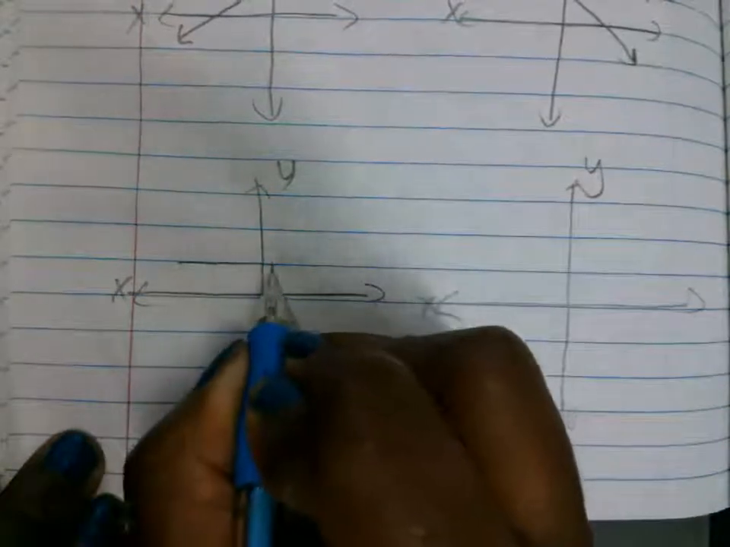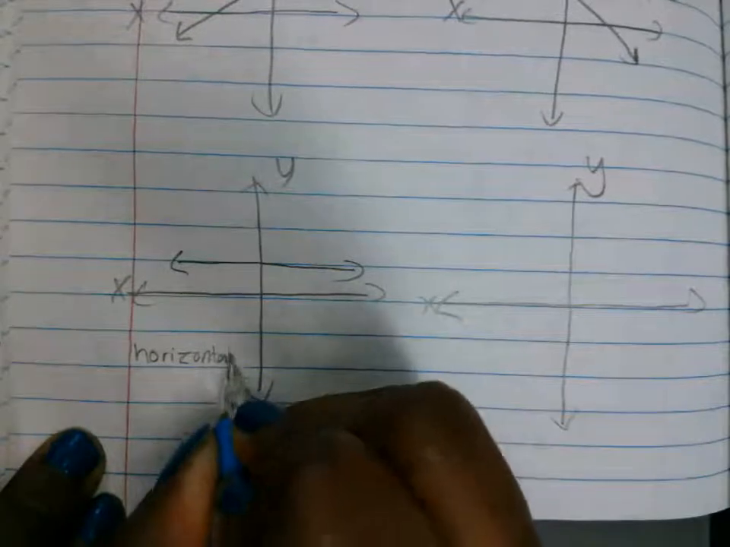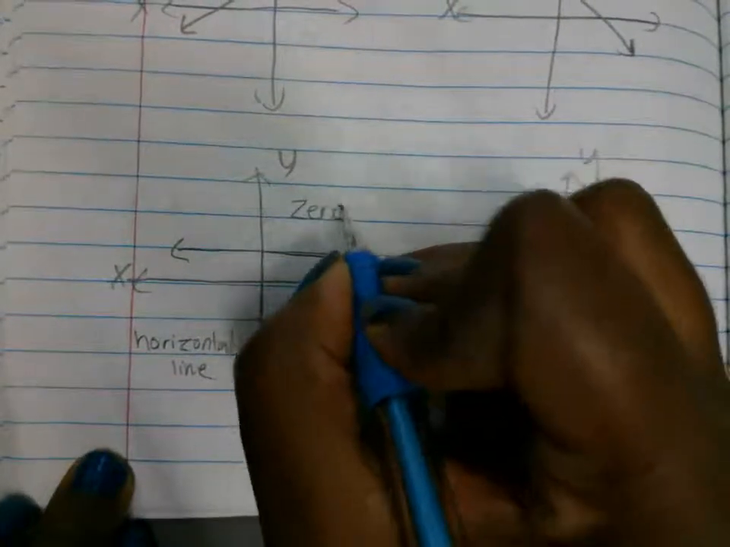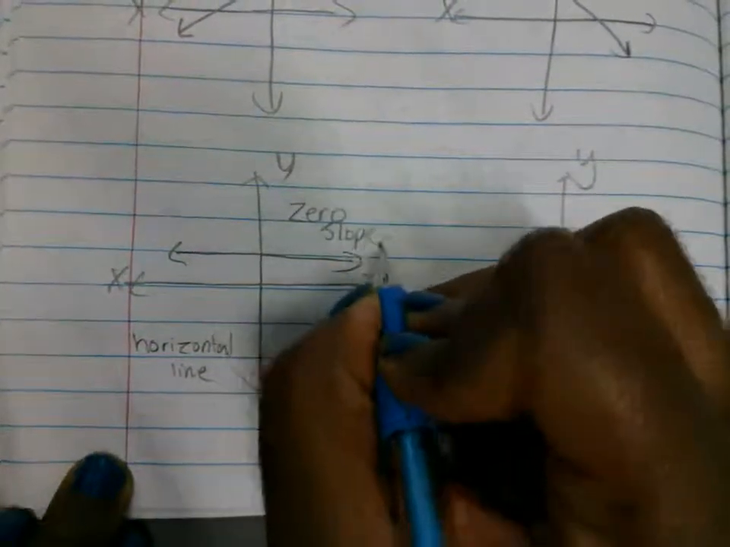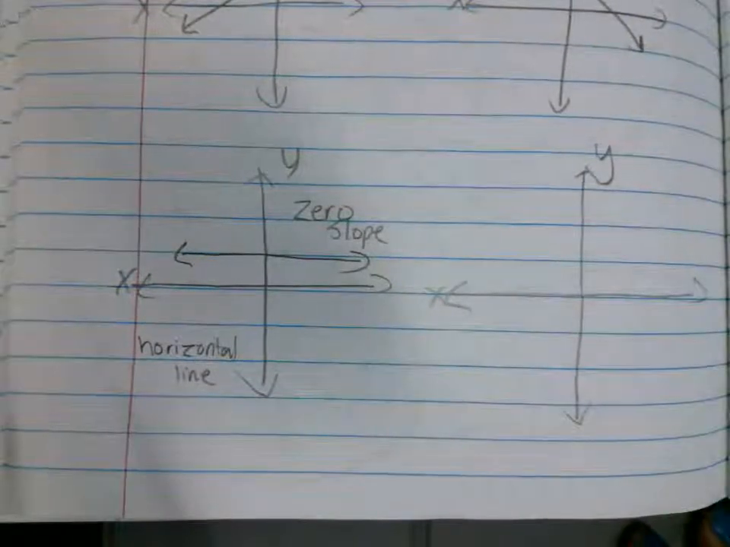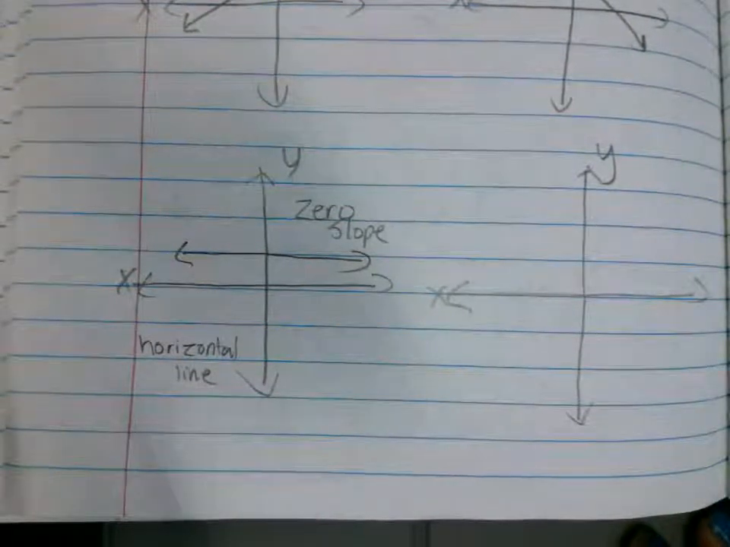The next kind of slope, a flat line. A flat line, or what you would call a horizontal line. Horizontal lines have zero slope. There's no steepness to this line. Your M would be 0. Your M would equal 0. It's a flat line. There's no steepness to this line.